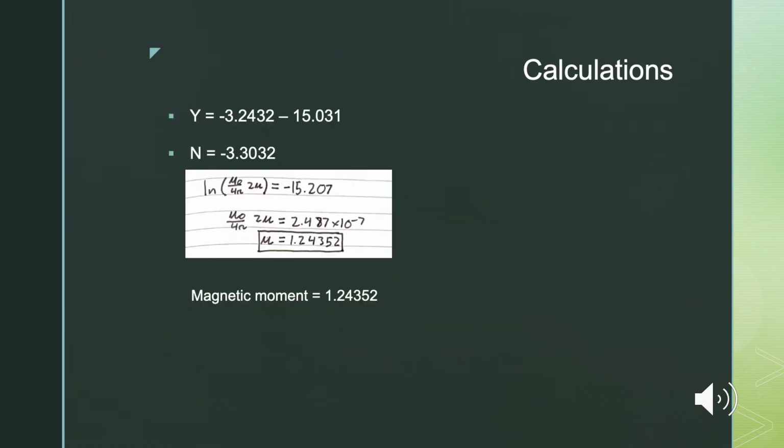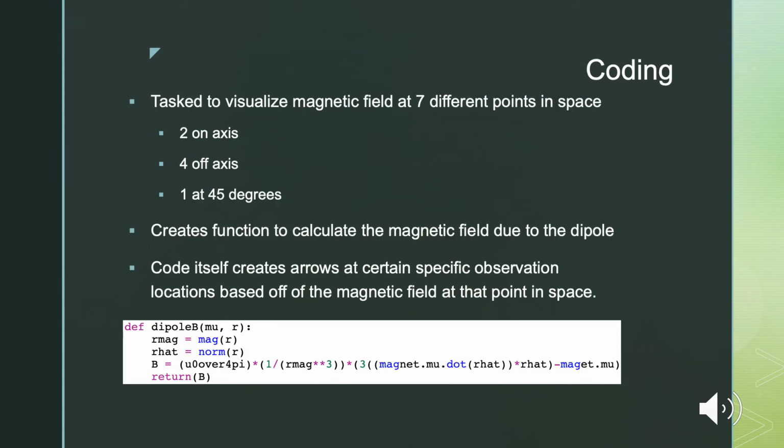Here are my calculations for finding the magnetic moment. I set the ln of k value that we found from the graph equal to the equation of ln of mu naught over 4 pi times 2 mu. Using this, I was able to solve for mu, which I found to be this, 1.24352. We were then tasked to replicate the field of the bar magnet in GlowScript.